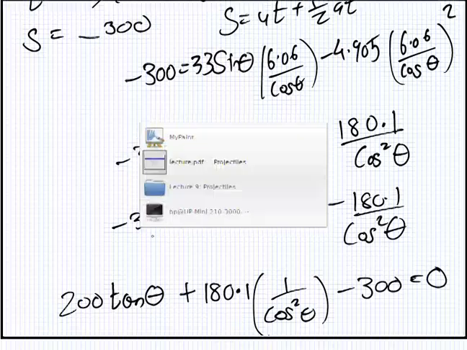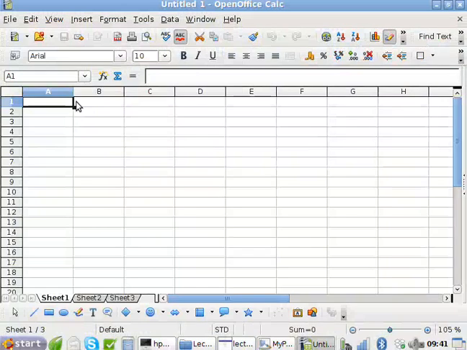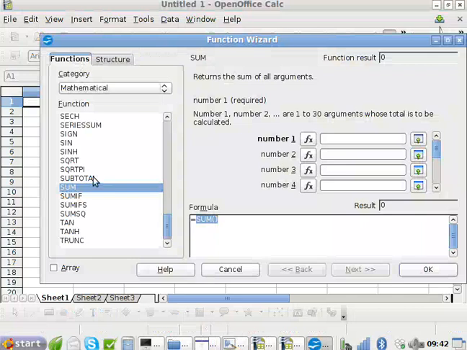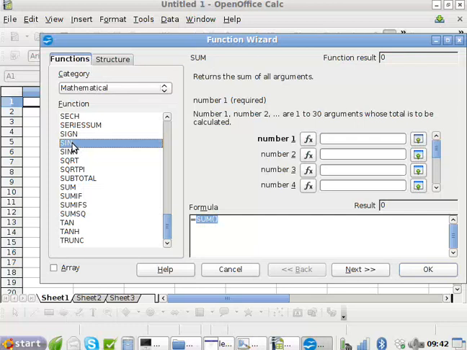So here we can say S equals UT plus a half AT squared. The A is 0. 200 equals 33 cos theta times T. So the T is 200 over 33 cos theta, which equals 200 divided by 33. So if you want, you can write that as 6.06 over cos theta. That's the time. The time is 6.06 over cos theta.